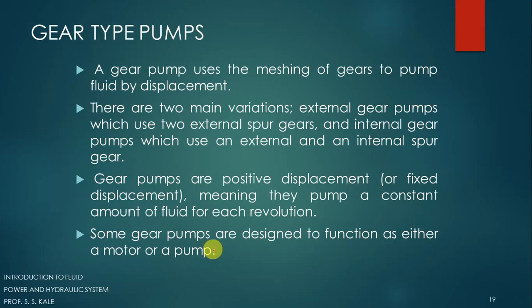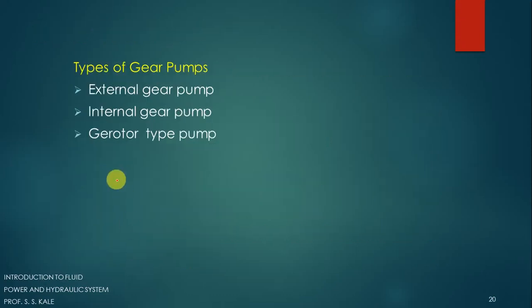In the gear pump, the same device can be used as a pump as well as a motor. Currently you know what is meant by pump: we take mechanical energy as input and give pressurized hydraulic energy as output. Whereas in the motor, it's opposite. It takes pressurized hydraulic energy as input and the output is mechanical energy. Some gear pumps can be designed to work as a motor as well as a pump. Now, in gear pumps, there are various types: external gear pump, internal gear pump and gear rotor type of pump. These are the three types of gear pumps.